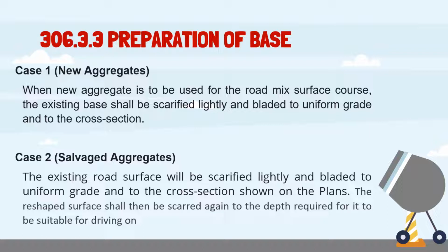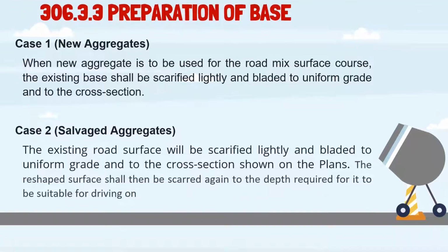The case 2 is the salvage aggregate. The existing road surface will be scarified lightly and bladed to uniform grade and to the cross-section shown in the plans. The reshaped surface shall then be scarified again to the depth required for it to be suitable for driving on, and the loosened material shall be bladed aside into a windrow at the side of the road.